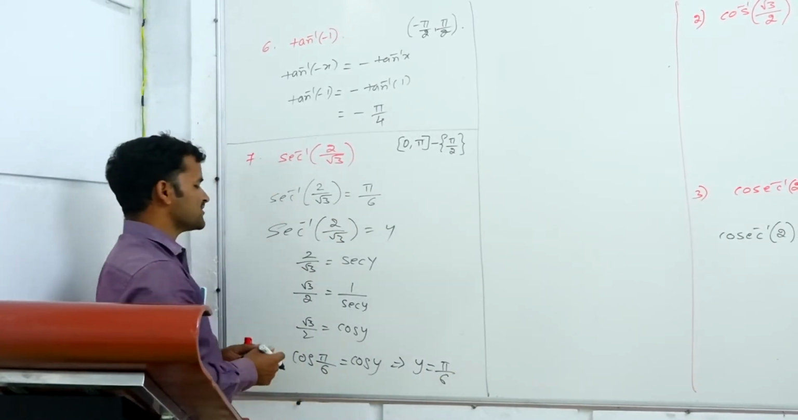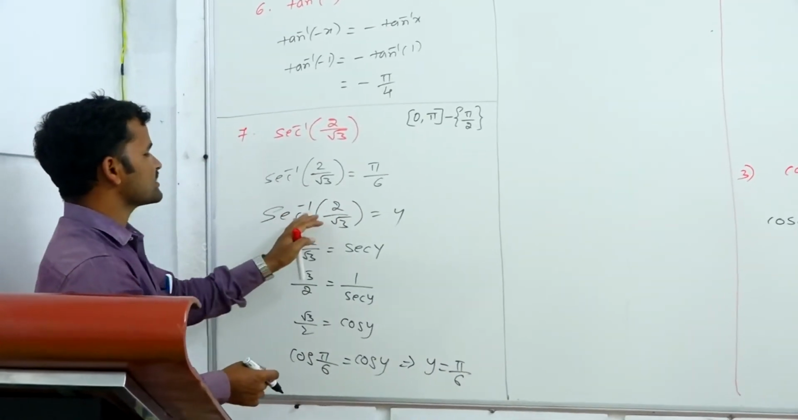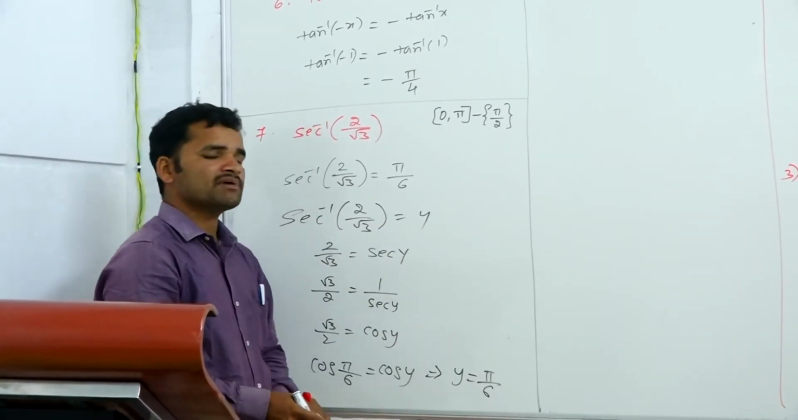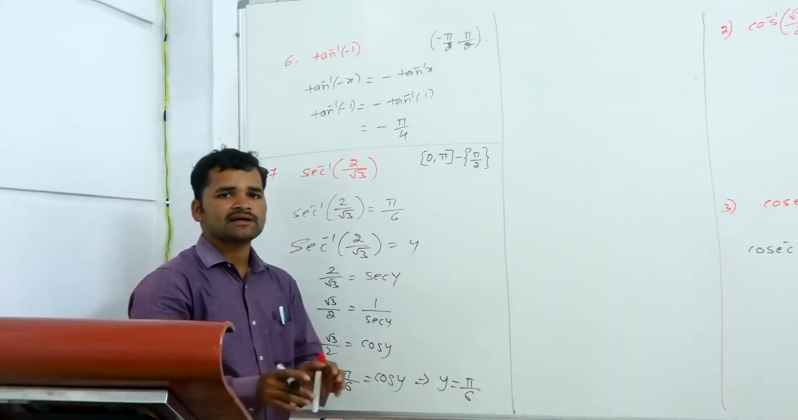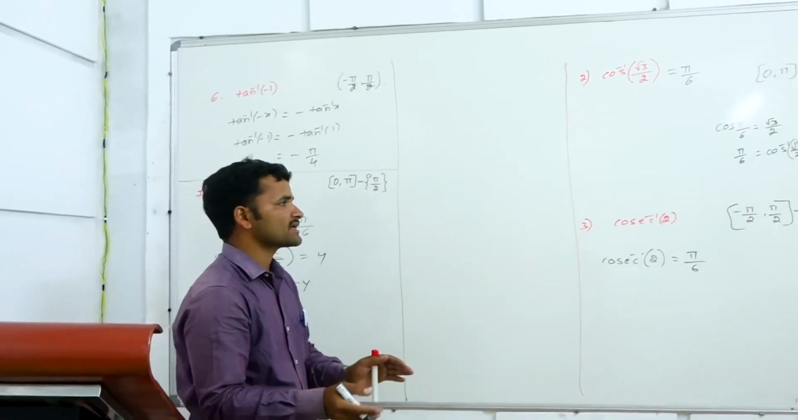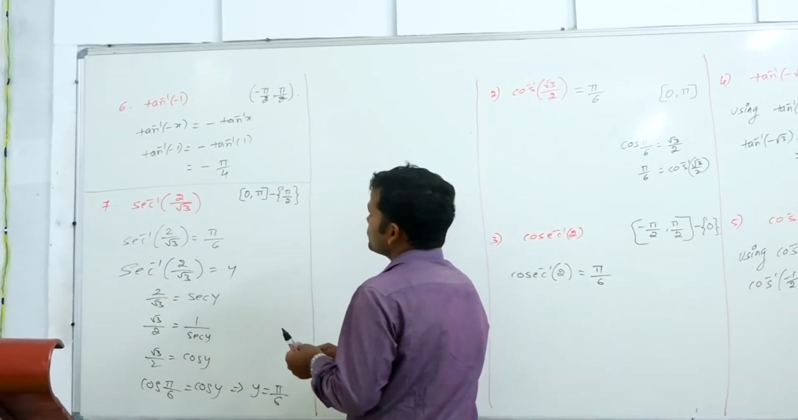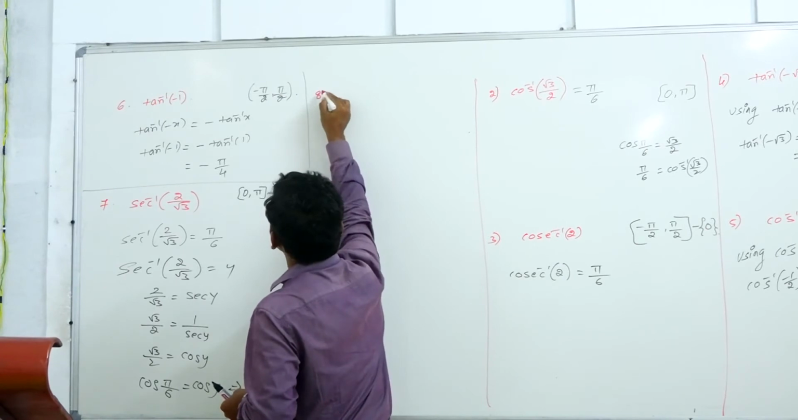Y is equal to pi by 6 in the sense secant inverse of 2 by root 3 is equal to pi by 6. Again we are getting the same thing. Better you remember the table and write it directly. With that, question number 7 completed.